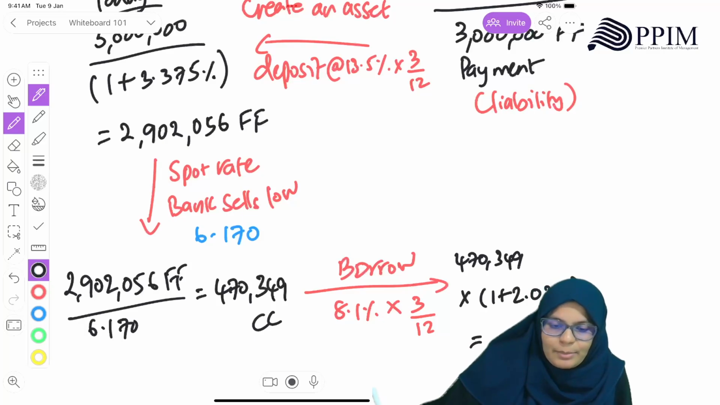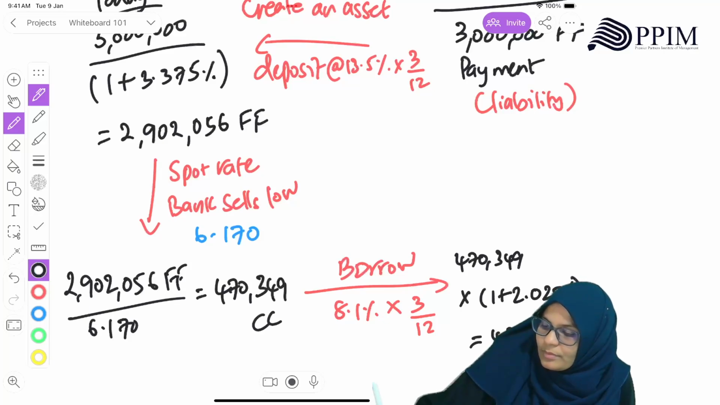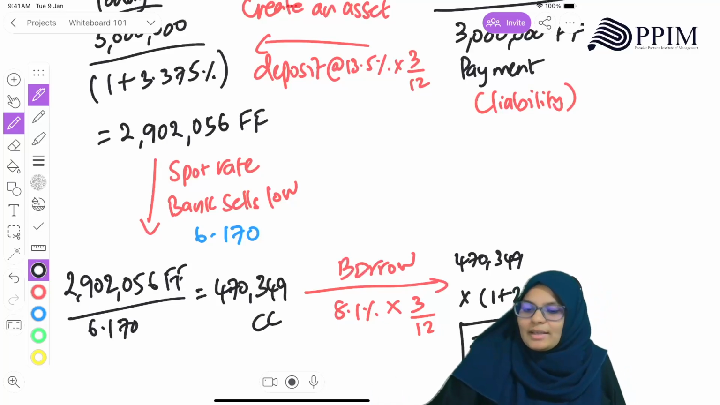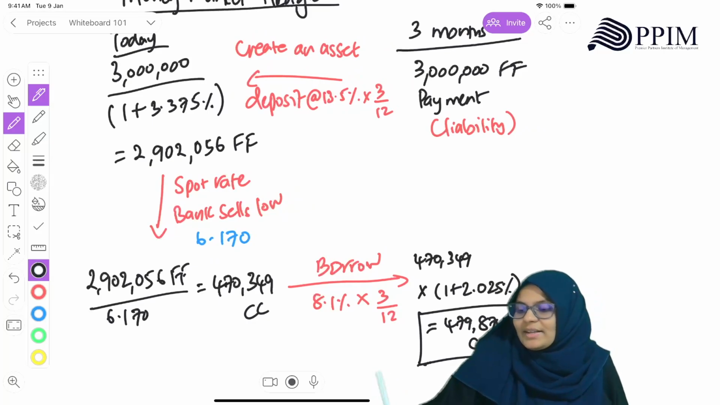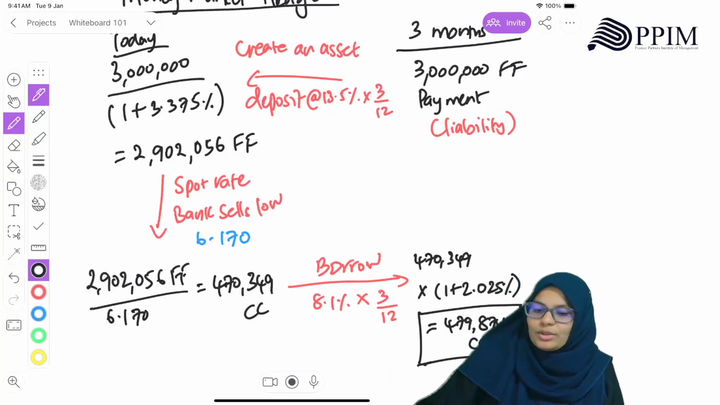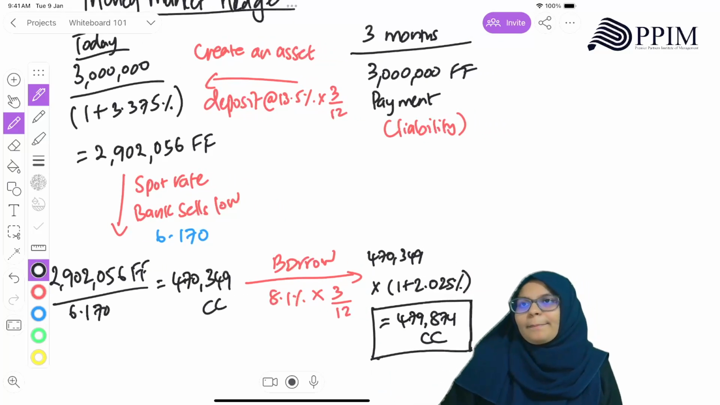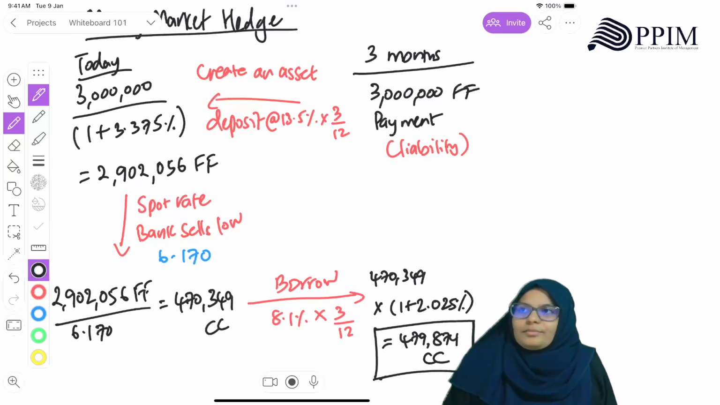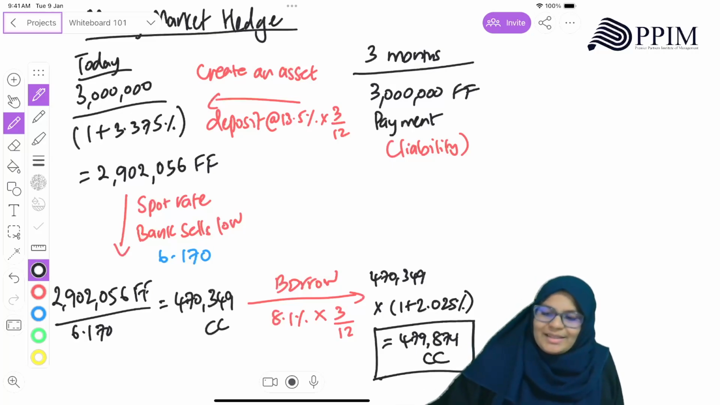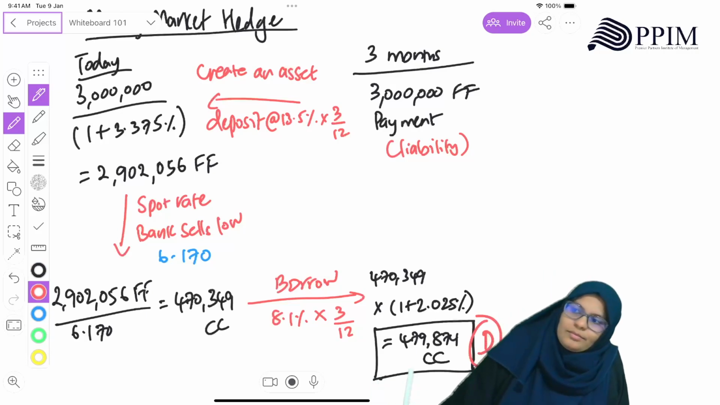Okay, so ultimately I'm talking about 479,874 centel and colons. So that is only the answer. So to pay this 3 million in Flyland francs, I will end up incurring a cost of 479,874 centel and colons. Okay, that is the money market hedge. So the answer there will be D. Actually, D.